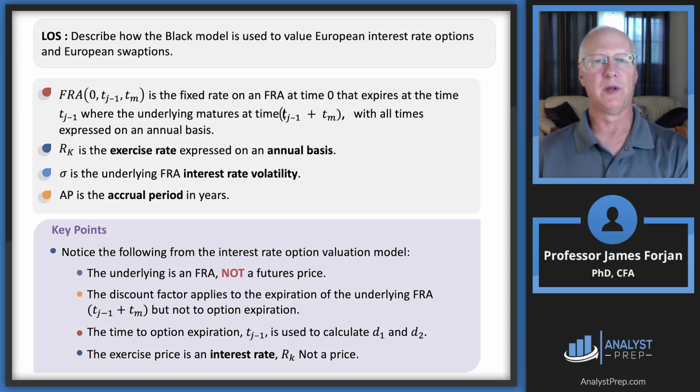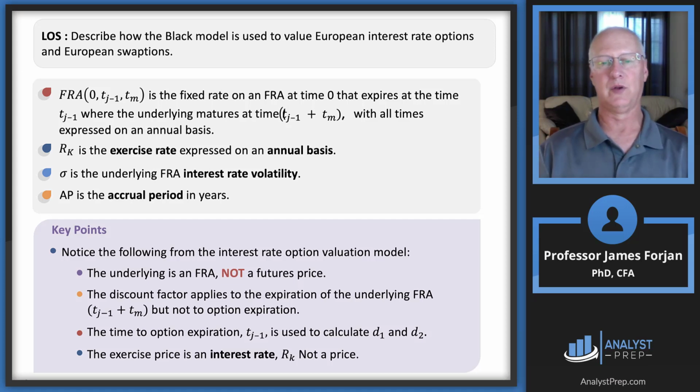And this is probably a summary point slide from what I was just saying. Yeah, fixed rate on a forward rate agreement, a time period that expires sometime in the future, right? RK is the exercise rate. We said that, underlying volatility. So there's the accrual period, the AP. Couple of things. The underlying is an interest rate, not a price, right? The discount factor applies to the expiration of the underlying, not to the option expiration. So that's important. Time to option expiration is going to be used to compute D1 and D2.